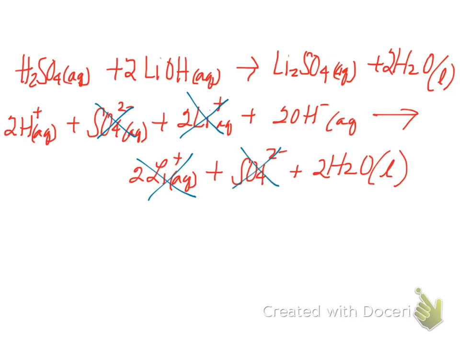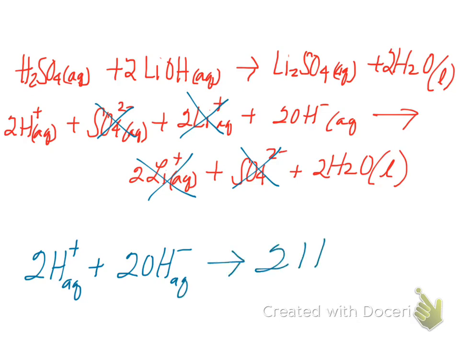So that my net ionic becomes 2 hydrogen plus 2 hydroxides, both aqueous, and they form 2 H2O liquid. Yes. Can you reduce that?